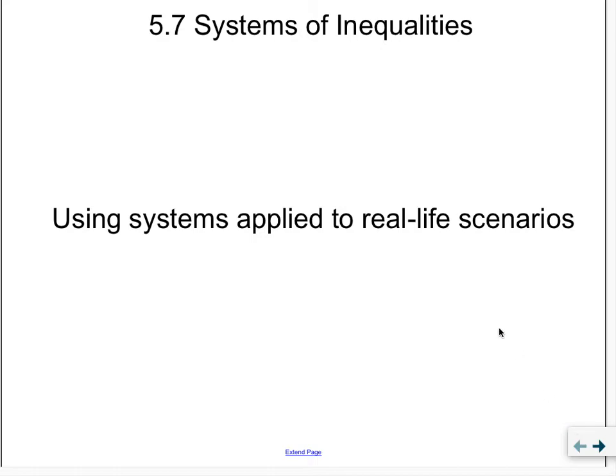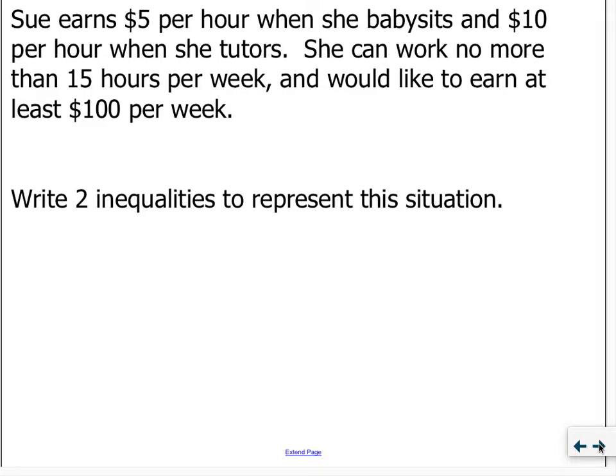So in this case, we're going to take some systems of inequalities and put a real life kind of spin on them. There's going to be a context. We're going to write inequalities, we're going to graph them, and we're going to find their solution.